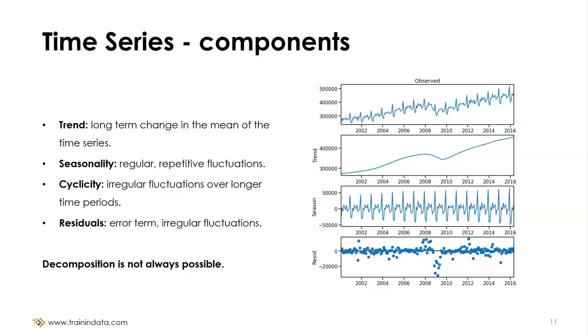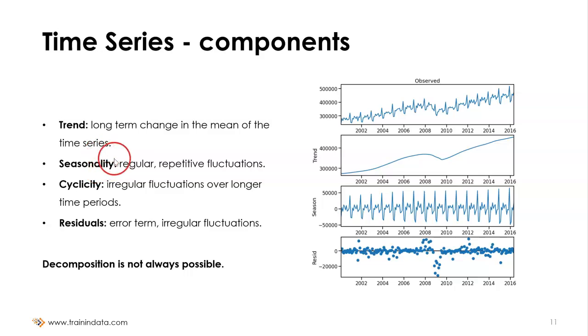Finally, you probably heard of the components of a time series. Time series can have a trend, one or more seasonal components, a cyclical component, and then the error term. A trend is a long-term change in the mean of the time series. For example, an increase in sales over the years. We can see the trend of this time series in this panel here.